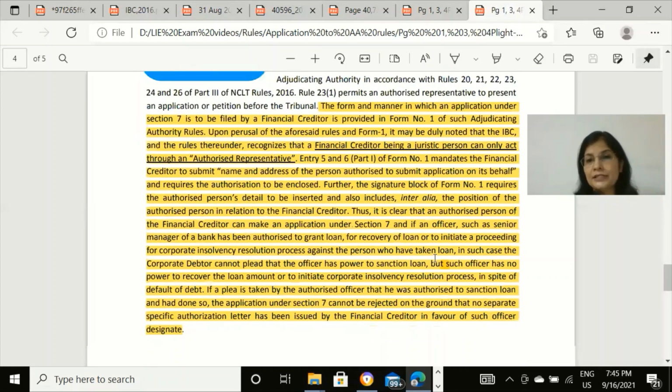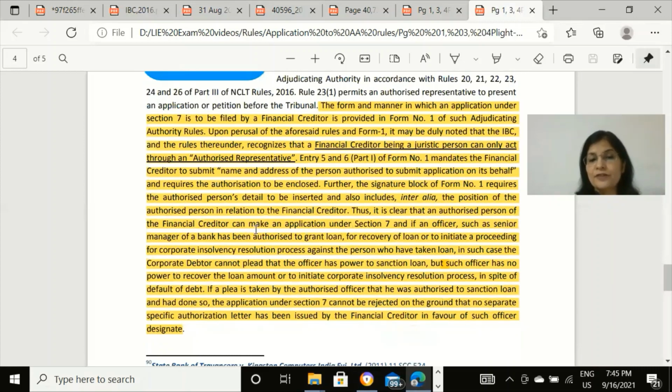Thus, it is clear that an authorized person of the financial creditor can make an application under Section 7. And if an officer, like the senior manager of a bank, has been authorized to grant a loan, for recovery of the loan, or to initiate a proceeding for CIRP against the person who has taken the loan, in that case, the corporate debtor cannot plead that the officer has the power to sanction the loan, but he has no power to recover the loan amount or to initiate CIRP in spite of default.